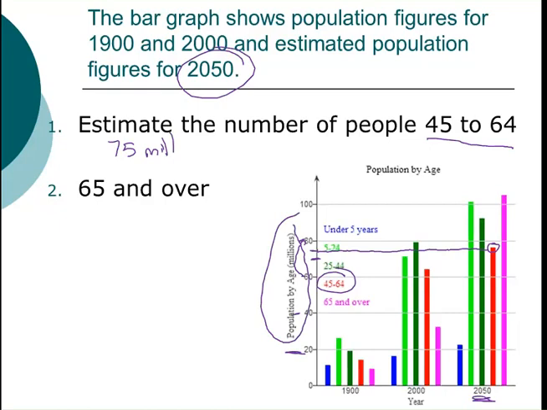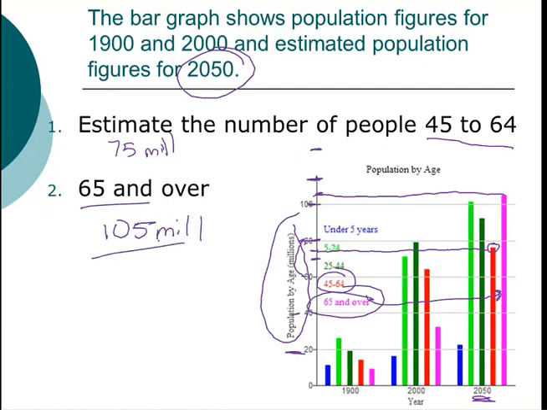And then 65 and over is the purple, so we got to understand that that's what we're looking at. Here we're way up top. We have a lot of people above 65, and that's 100 and something. So if this is a gap of 20, that means about there would be a gap of 20, so I'm guessing that this is about 105 million. Okay, so just approximations based on where the graph is.